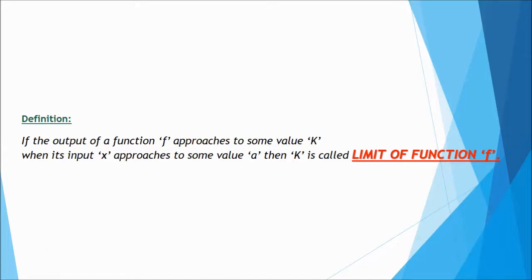To understand it more, in that example x was approaching towards 4, isn't it? Let me write in short form. When x is approaching towards 4, then our y, that was f(x), was approaching towards 7. Now x approaches to 4, then output approaches to 7. Now this 7 is the limit of the function. The 7 can be called the limit of the function.